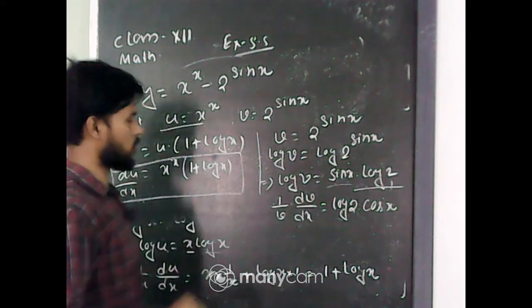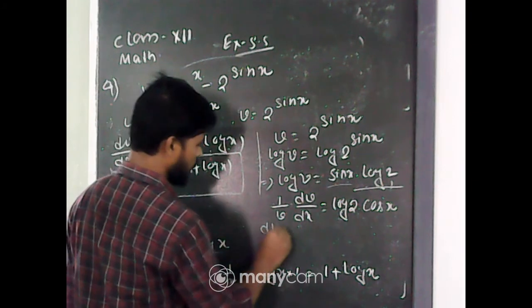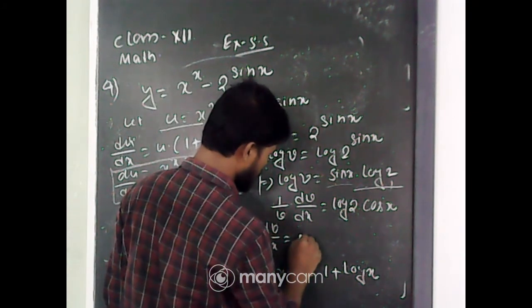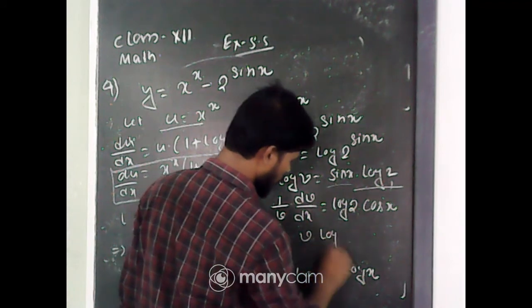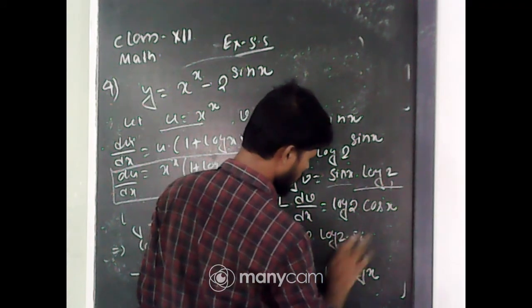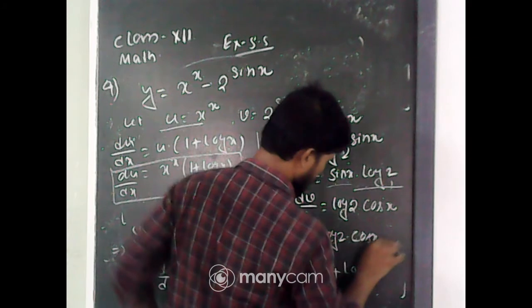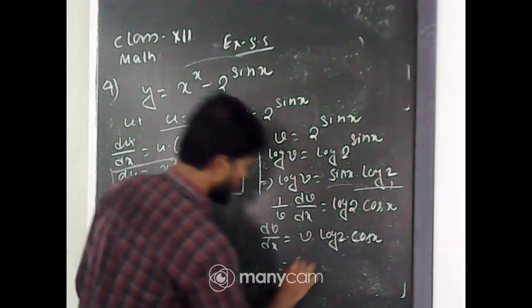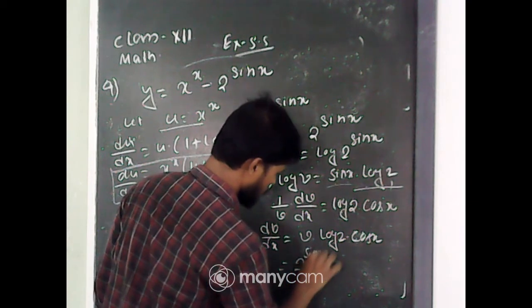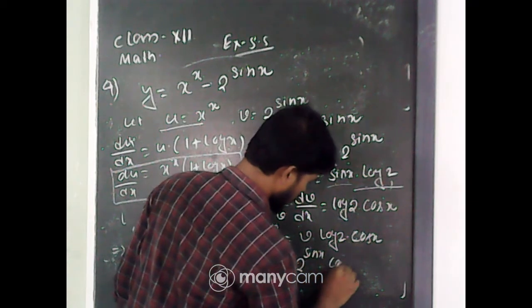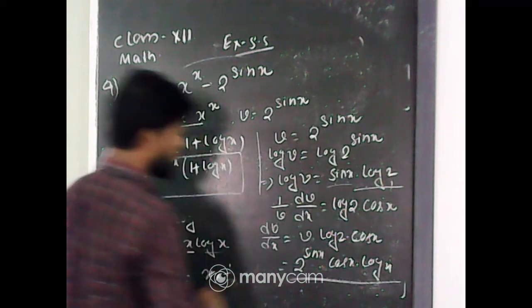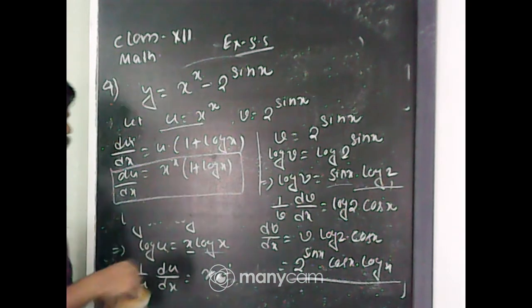So, log 2 into cos x. Now, dv/dx is equal to v into log 2 into cos x. Now, put the value of v, that means 2 to the power sin x into cos x into log 2. So, this is the value of dv/dx and this is the value of du/dx.